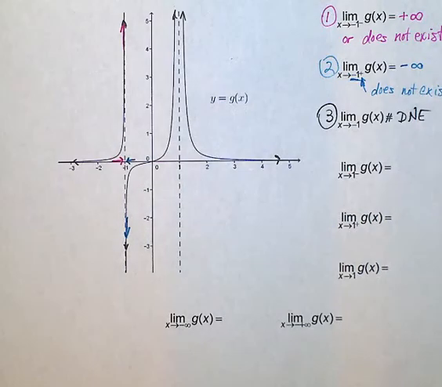If I want to really describe what's happening, I break it out and look at the left and right hand limits separately and see that from the left it's going up towards plus infinity, coming in from the right it's going down towards negative infinity.